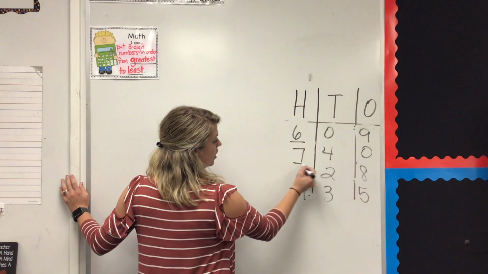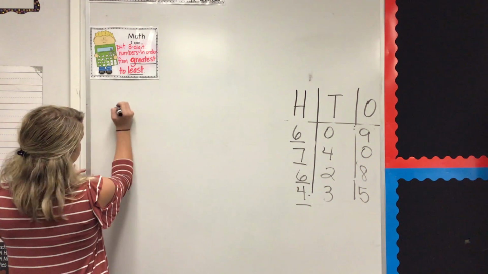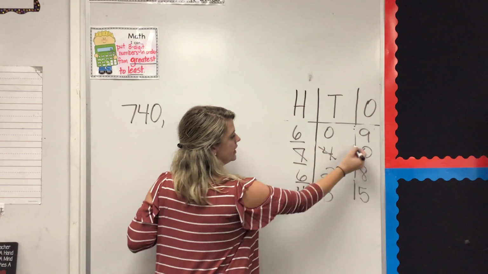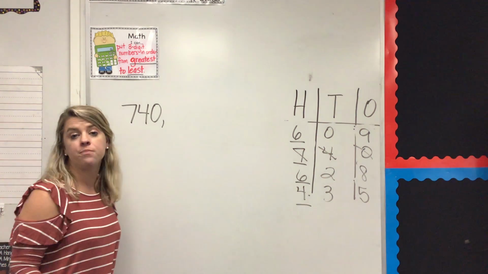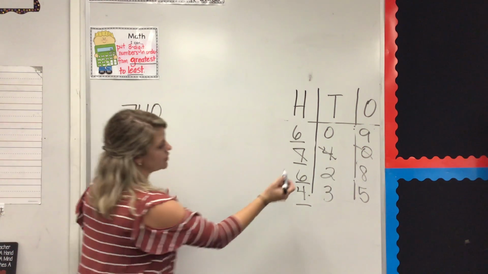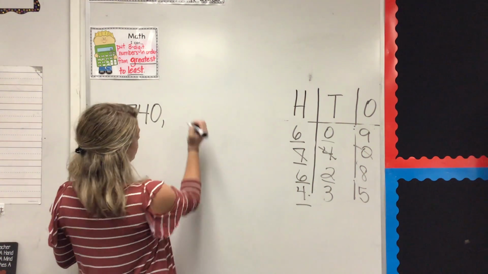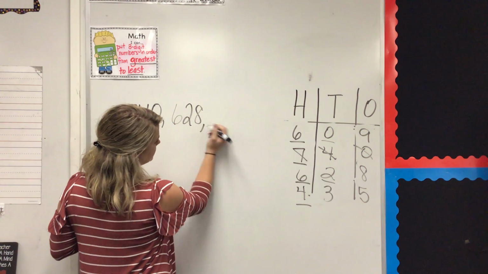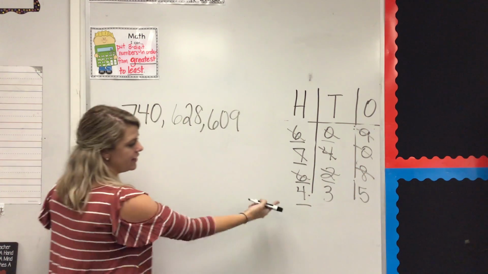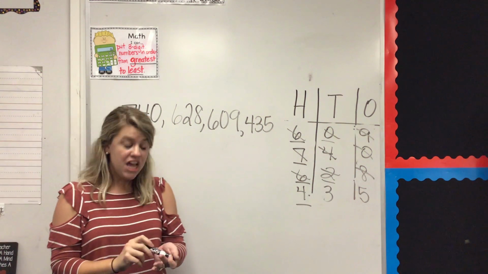All right, so we should have looked at our hundreds and seen which one is the greatest. Which one's the greatest? That's going to be this 7 right here. So 7 hundreds is bigger than 6 hundreds or 4 hundreds. All right? Now I have a 6 and a 4. Which one is greater? 6. But what do we notice? It's the same. So we have to go next door. Here. 0 tens, 2 tens. Which one's the greatest? 2. So 628, 609. We can take both of those off because we're done with those. And then the one we're left with is 435. Okay? Good job, guys.